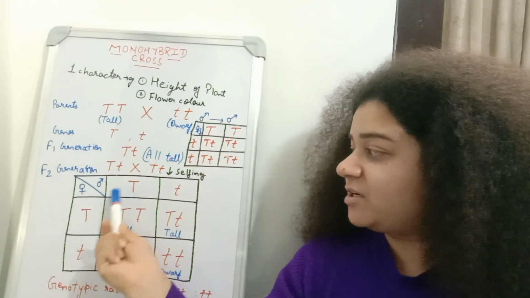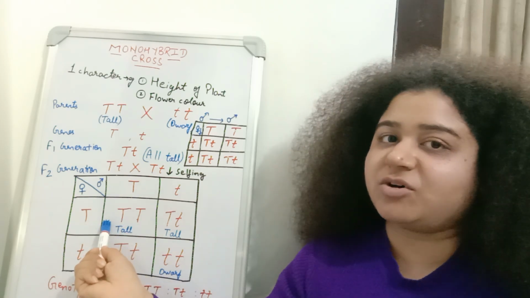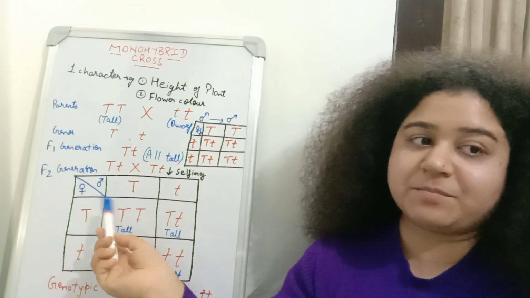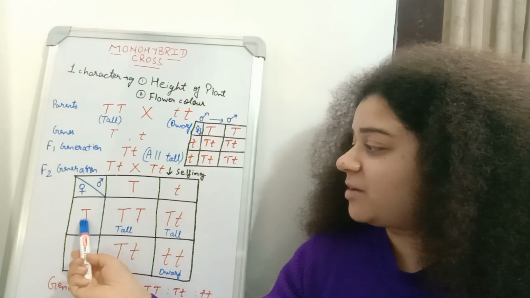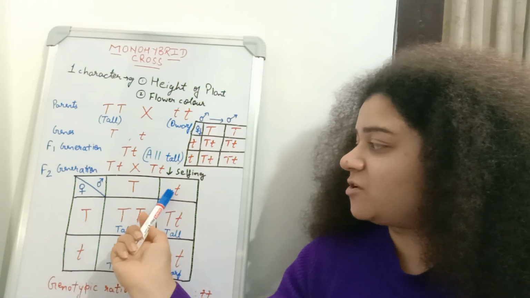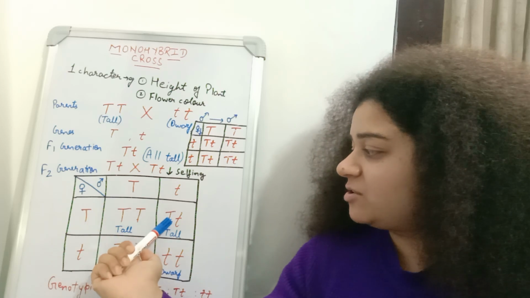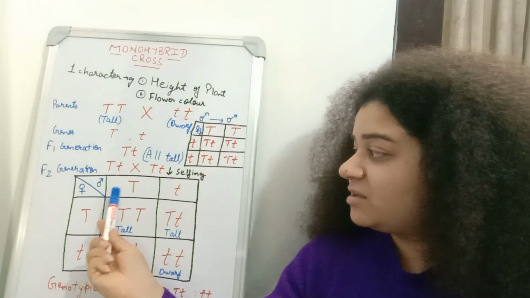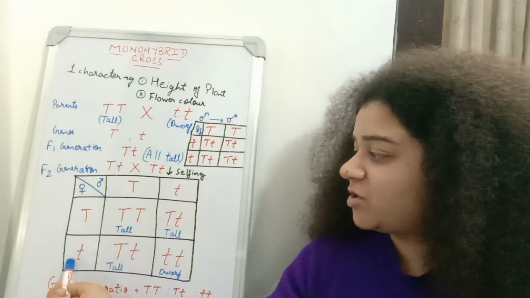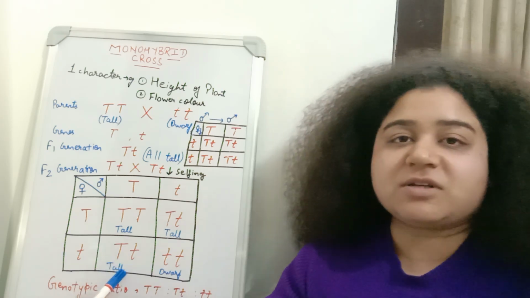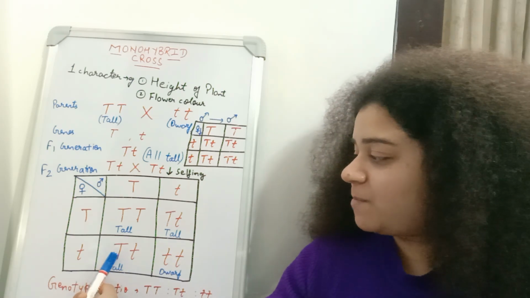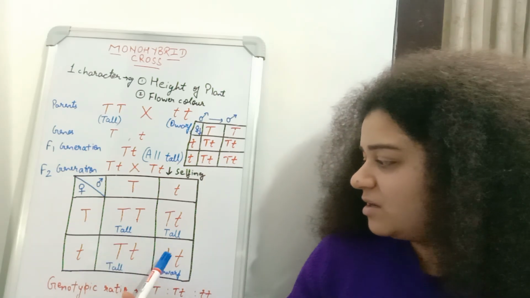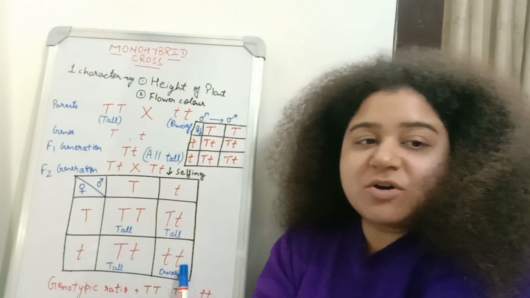Capital T into capital T codes for tall. This one is homozygous dominant tall. Next one will be capital T small t. You just cross multiply simply like this. This codes for heterozygous dominant tall. Now again this will be the same, capital T and small t, which again comes as tall. This one is heterozygous dominant and this one is homozygous dominant. Now this one, small t and small t, is dwarf.